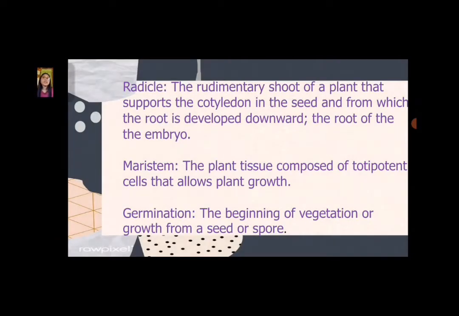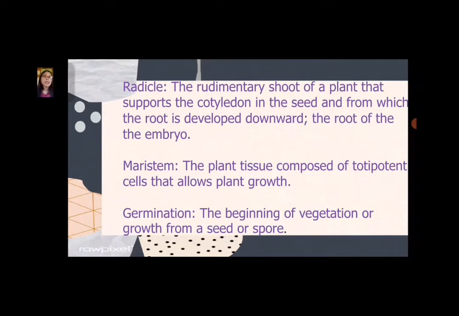So also sa topic nga roots, naapod siya radicle, meristem, and germination. So kung ingon tag radicle, it is the rudimentary shoot of a plant that supports the cotyledon and the seed, and from which the root is developed downward, the root of the embryo. So ang radicle ay ang panimulang shoot of the plants that support the cotyledon. So when we say cotyledon, ito ay ang isang embryonic na dahon sa mga halaman na may buto. Ang isa o higit pa sa mga ito ay ang mga unang dahon or the first leaf na lumilitaw mula sa isang tumutubo na binhi.